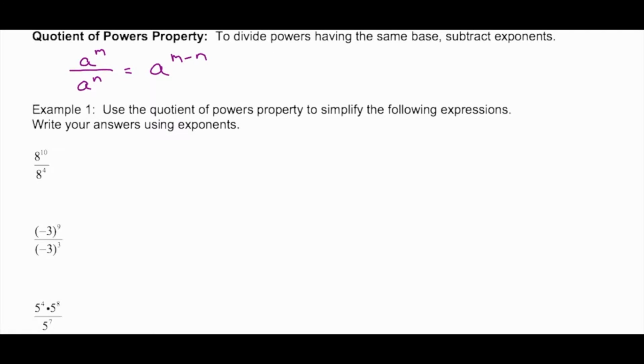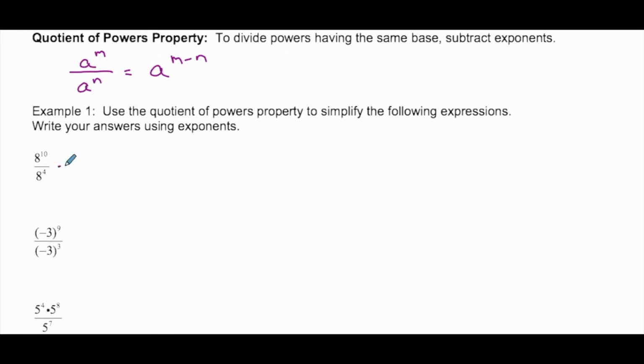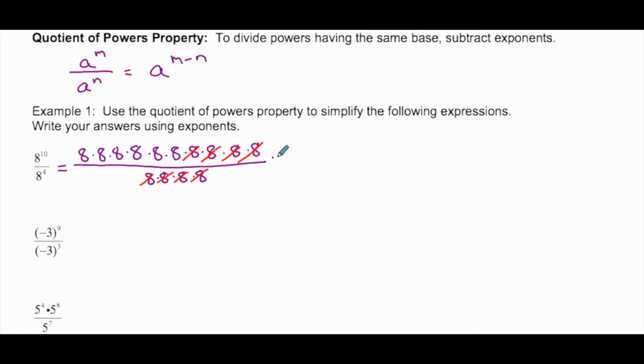So using that power, I can simplify this. I don't really want to write 8 times 8 times 8 times 8 times 8 10 times. That's only 8 over 8 to the fourth. I can cancel out 4 of them, and all I'm left with is 8 to the sixth. It's much easier to say 10 minus 4 is 6.